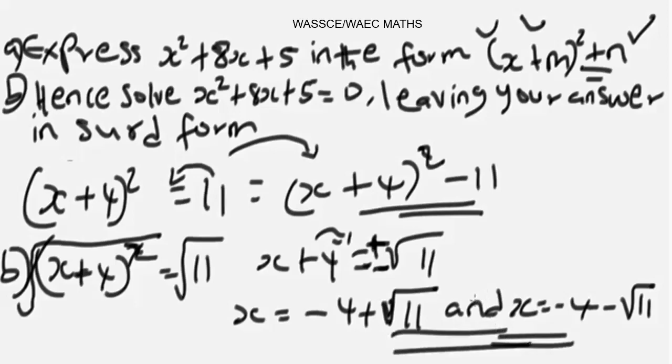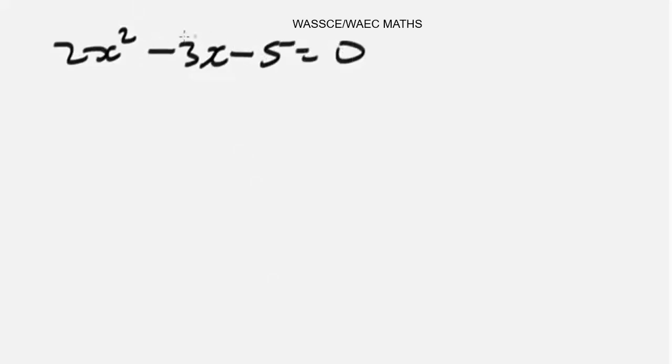Now, before we call it a class, if I give you guys a practice question on this, let's solve one more example that involves the coefficient of the leading term, for instance here to be 2. So now you know how to deal with such a problem. Let's wipe this. What if you are given this problem to solve: 2x² - 3x - 5 = 0 using the completing the square method?